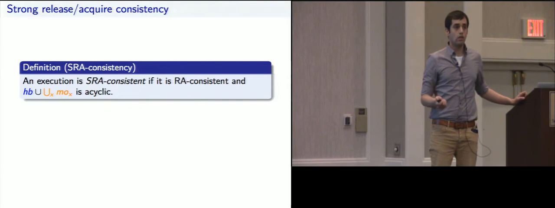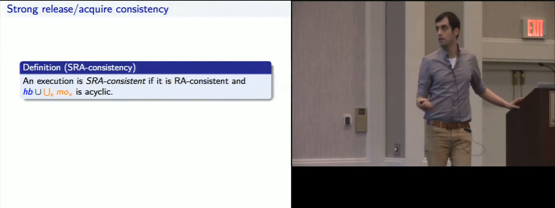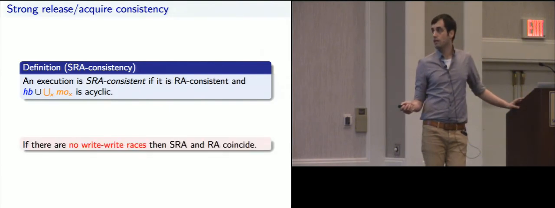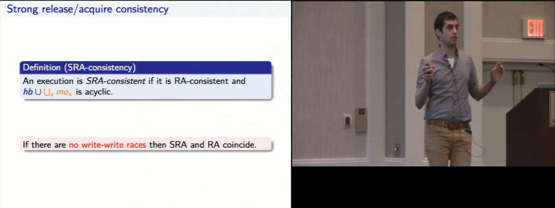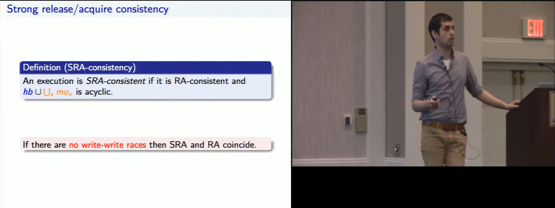Now, while it is stronger, it is not very far from release acquire, because if the program has no write-write races, unlike the program in the previous slide, so no two threads are trying to write to the same location concurrently, then SRA and RA coincide, because modification order in this case is already included in happens before, which is acyclic.